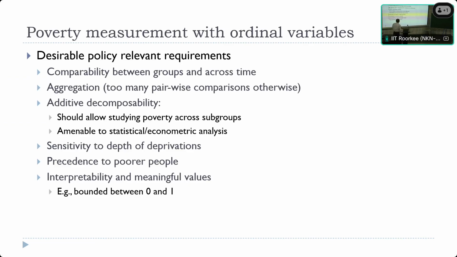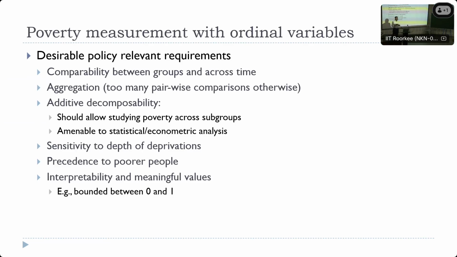Additive decomposability, because most of the time people are interested in studying across subgroups, across rural, urban regions, across gender of the head of the household, and so on. So you should be able to break down that poverty measure. Now, this one is very important.